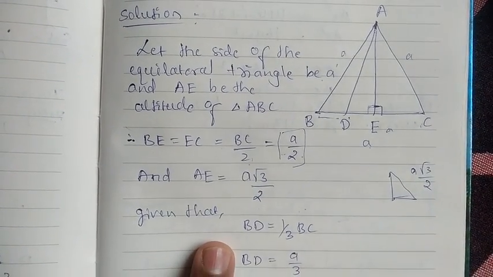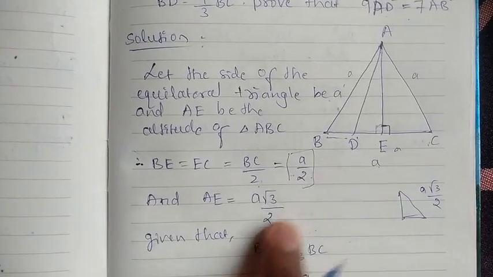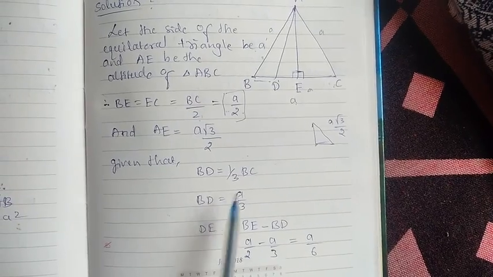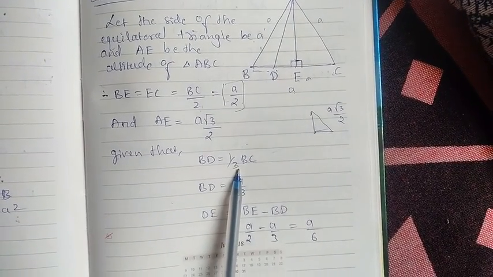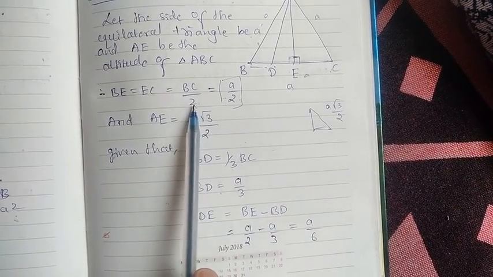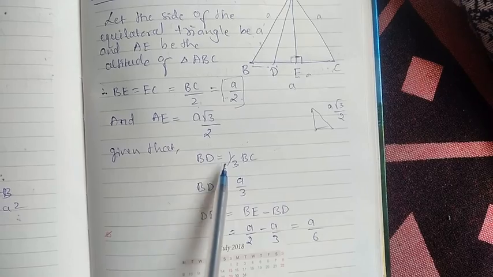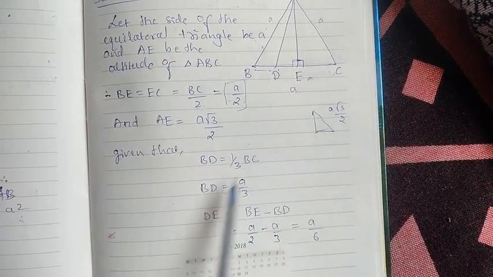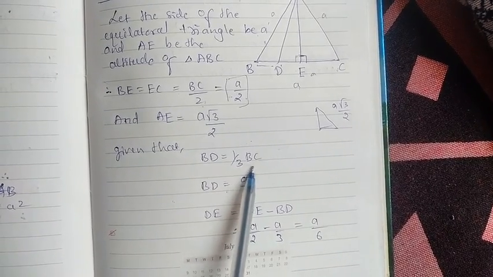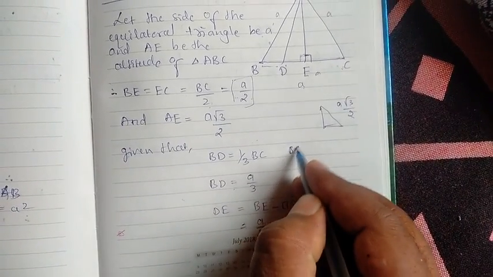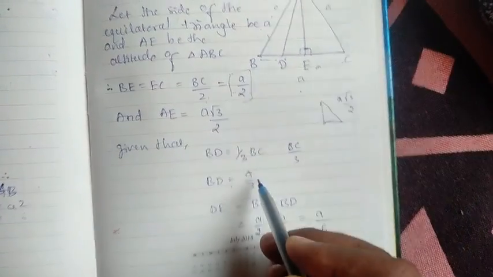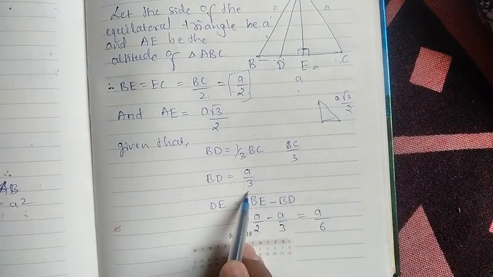In the question they've given that BD is 1/3 of BC. So BD is equal to 1 by 3 into BC. So BD is equal to A by 3, because 1 by 3 means BC by 3, correct? BC is the side of the equilateral triangle, A. So A divided by 3, correct?